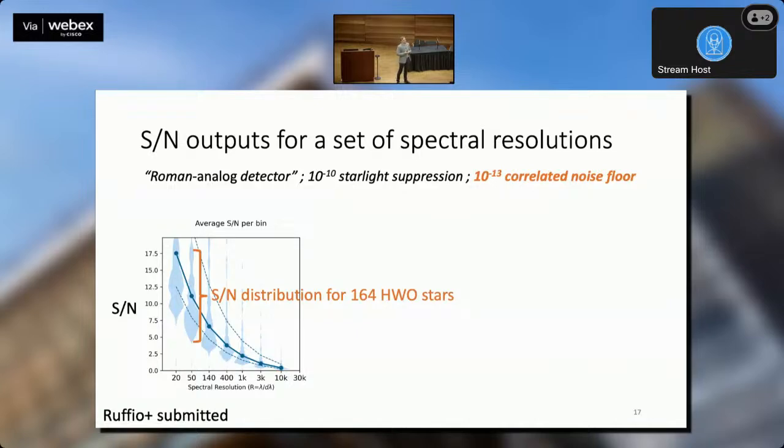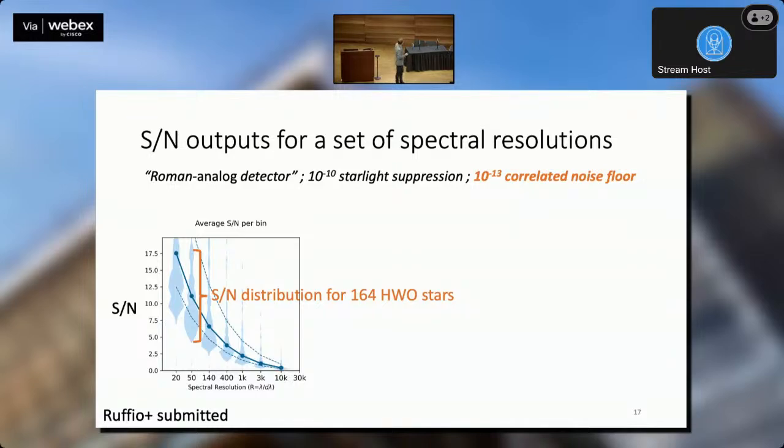So if I assume that the coronagraph can reach a starlight suppression level of 10 to the minus 10, then we can start plotting things like this. On the x-axis, I'm showing the spectral resolution. The y-axis is the signal-to-noise ratio. And every distribution here, vertical, like a violin plot, is the distribution of SNR for the 164 stars in my sample. Here I'm showing the signal-to-noise ratio per spectral bin, or per resolution element.